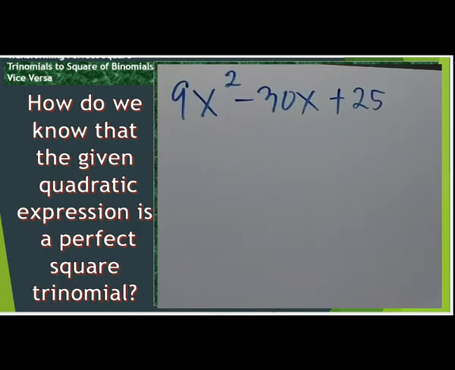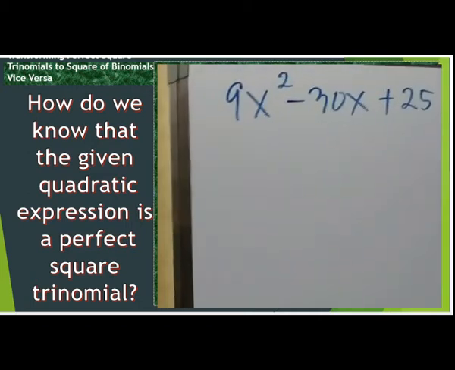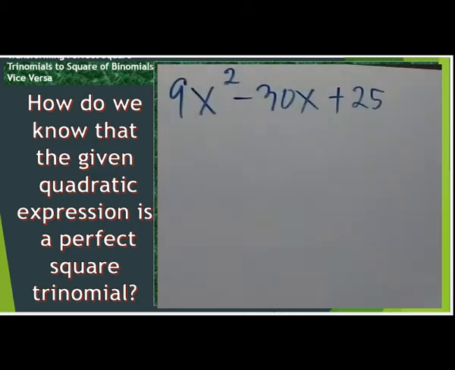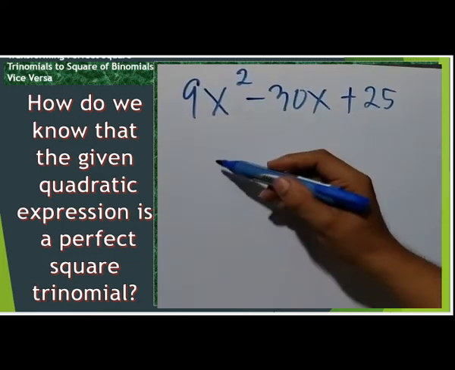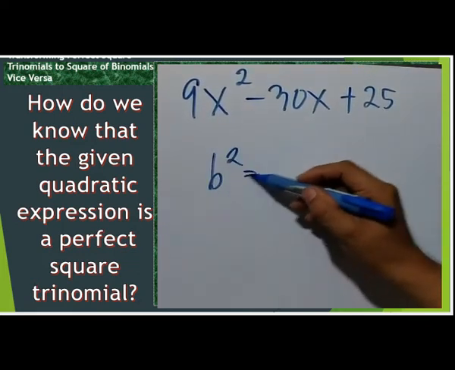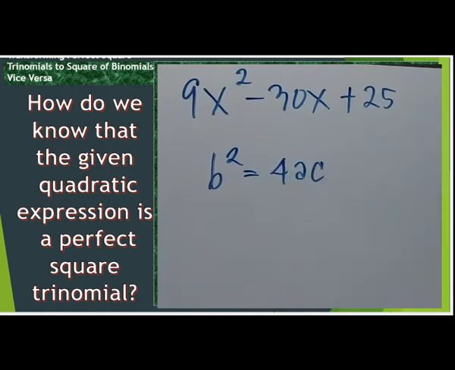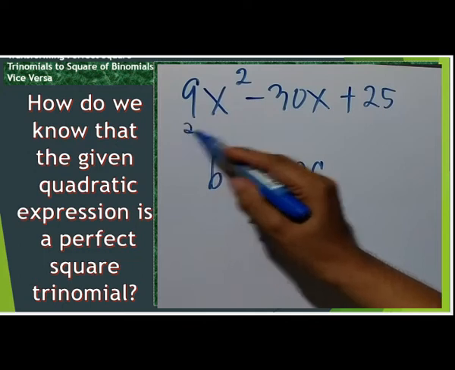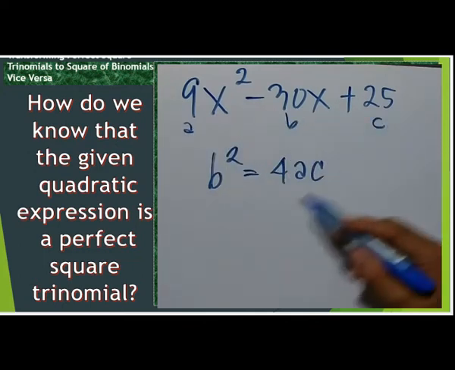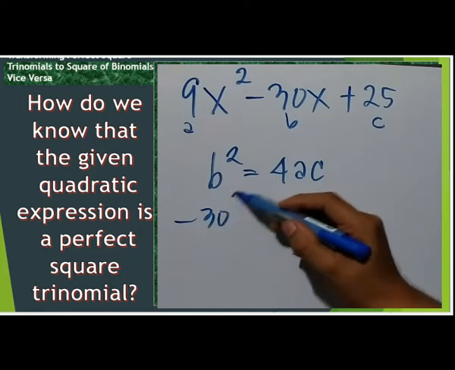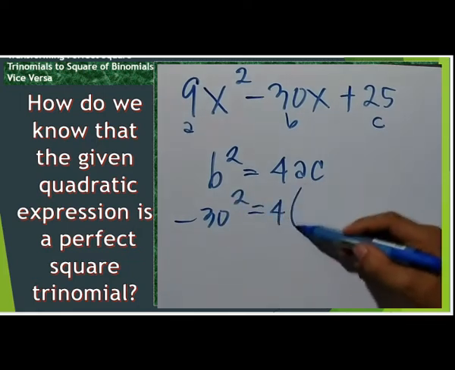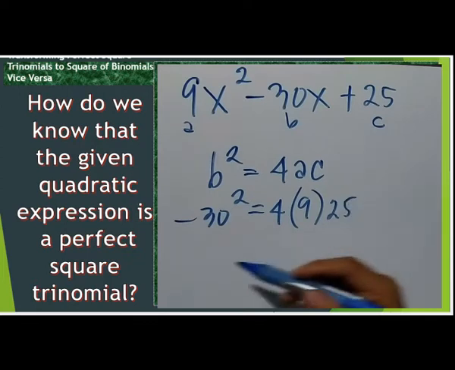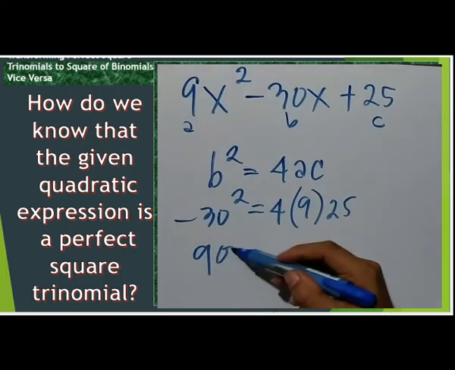Now, 9x squared minus 30x plus 25. First question, is this a perfect square trinomial? How are we going to determine if the quadratic expression is a perfect square trinomial? Just follow the steps. It has to satisfy the equation b squared is equal to 4ac. Let's say, for example, this is our a, this is our b, and this is our c. So you now have negative 30 squared is equal to 4 times 9 times 25. So this is 900. Am I correct?